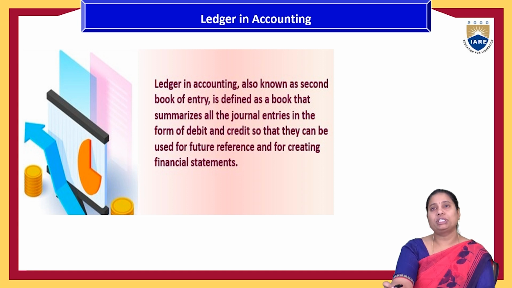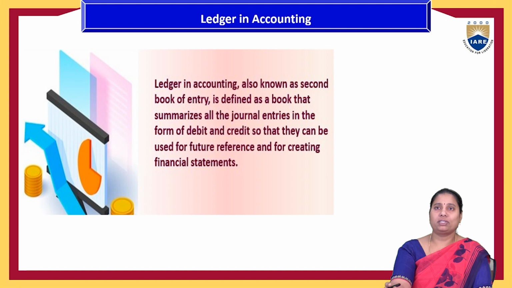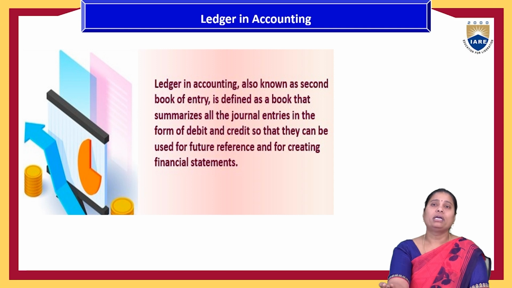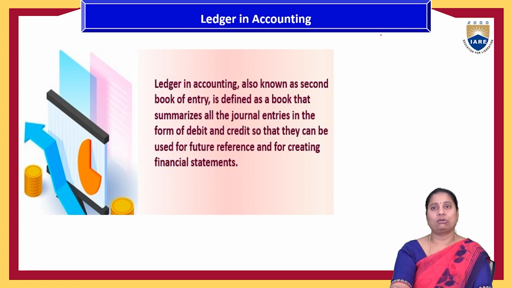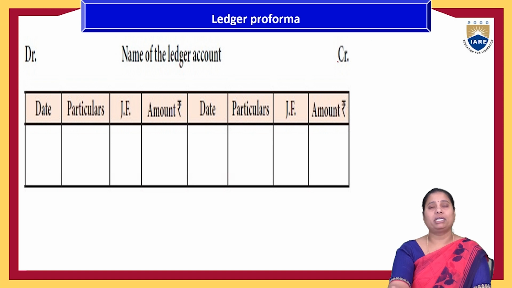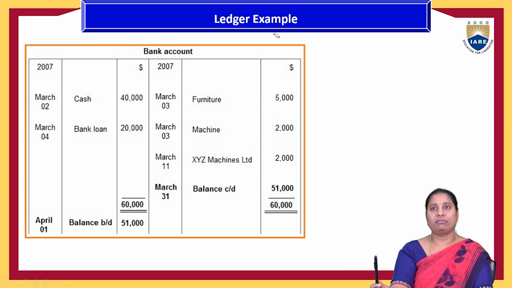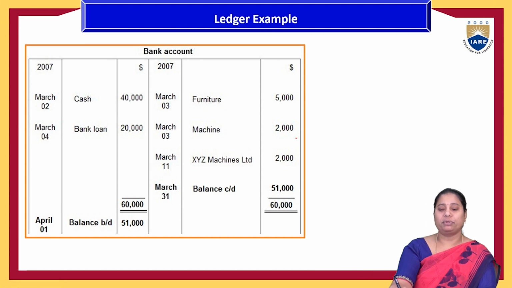The next procedure is that once the journal is prepared, the next step is to prepare the ledger. The ledger in accountancy is the second book of entry. Whereas in the journal all the transactions are recorded, in the ledger the debits and credits of one particular account are collected and verified. Then it is called the ledger. This is the ledger proforma.